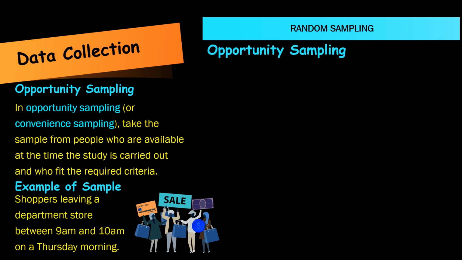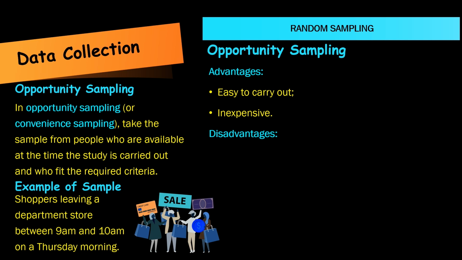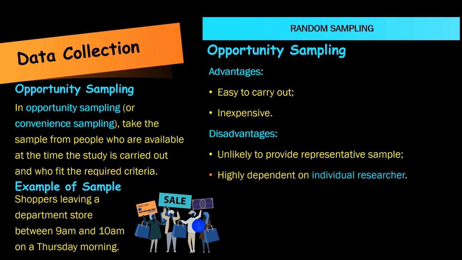Let's now take a look at the advantages and disadvantages of opportunity sampling. So the advantages are that it's very easy to carry out and relatively inexpensive. The disadvantages are that it's unlikely to provide a representative sample, and it's highly dependent on the individual researcher.